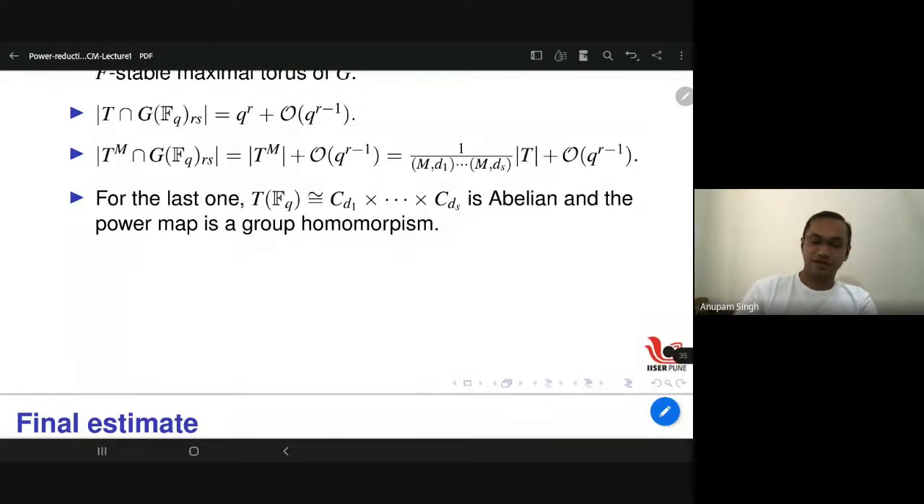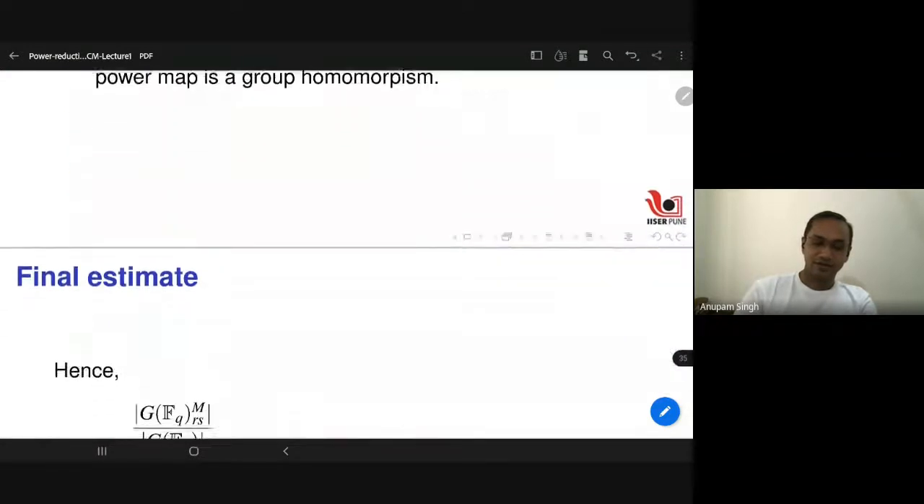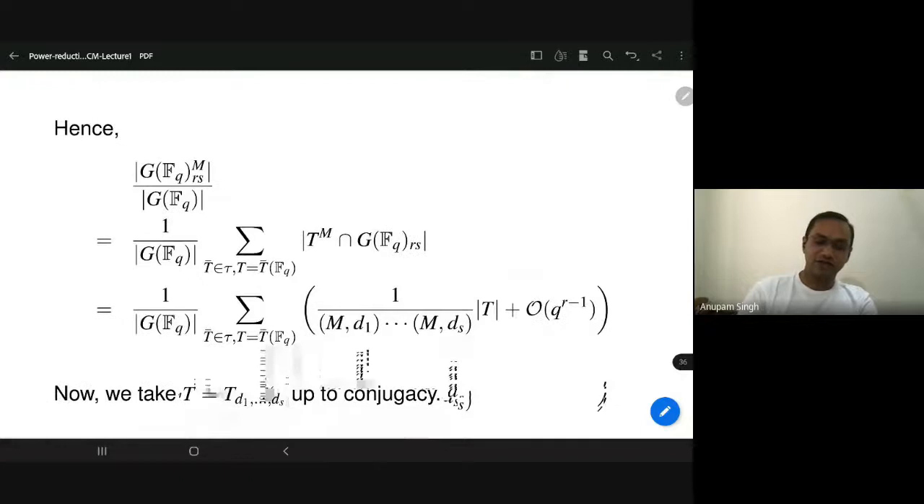So I get this. Then to get the final total number, I have to look at GFQ RS to the power m by GFQ. So I look at the numerator. The numerator is basically saying that I can look over all maximal tori and sum them up, and that is T to the power m intersection GFQ RS.